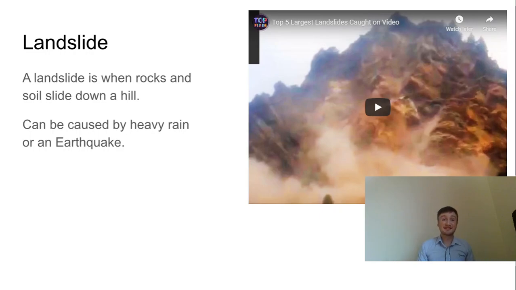Now we've got a landslide. A landslide is when rocks and soil slide down a hill. So a landslide can be caused by heavy rain or by an earthquake. So if heavy rain is causing a flood, you think you've got it bad enough already, and then you get a landslide. Terrible. And also an earthquake. So, you've just had an earthquake, and then you get a landslide as well.